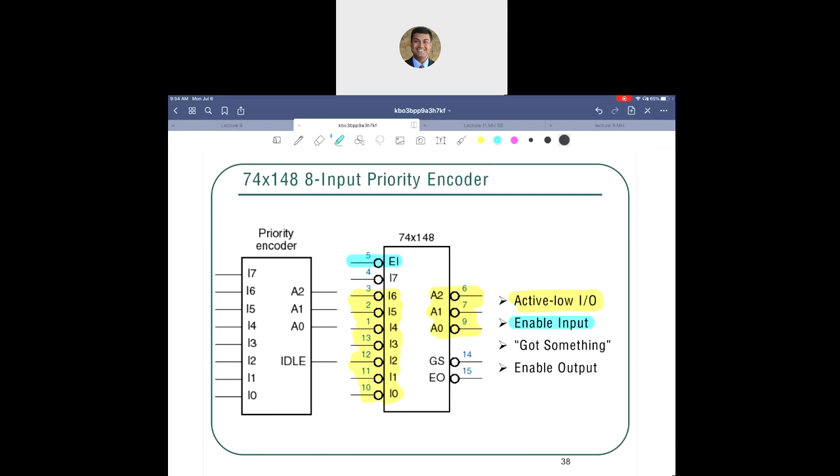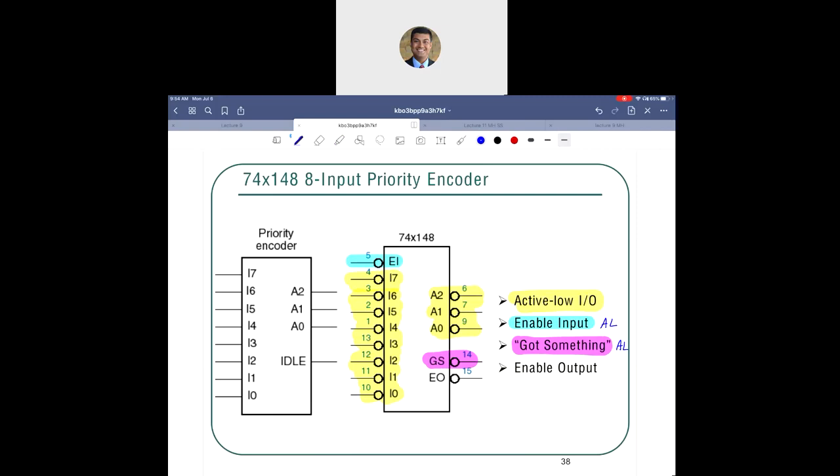So things will get encoded only when the enable input is active. Oh, sorry, this needs to also be included in this. Those are all active low inputs and outputs, in yellow. Enable is active low, only 1. Then we have an output called got something, like we had idle earlier. That's our got something. Active low. So if it is zero, that means you got something on the inputs.